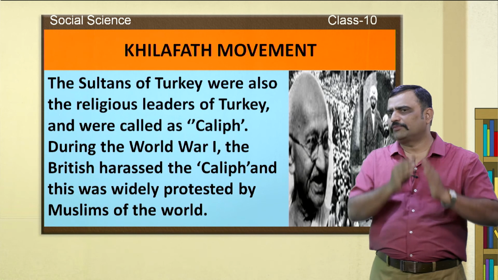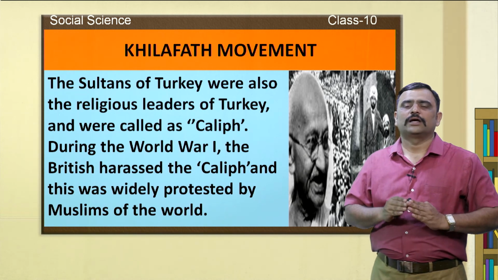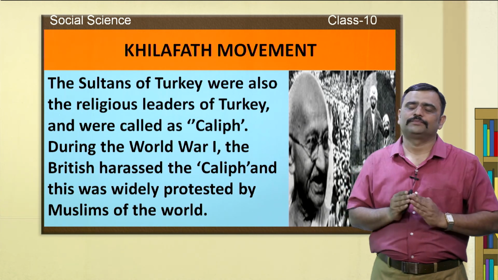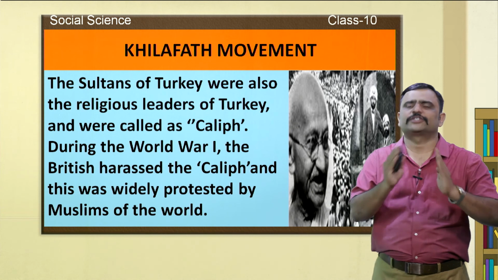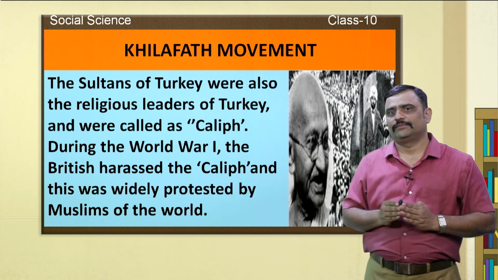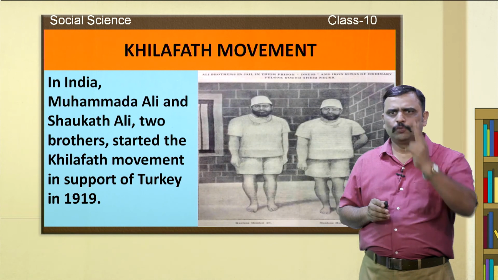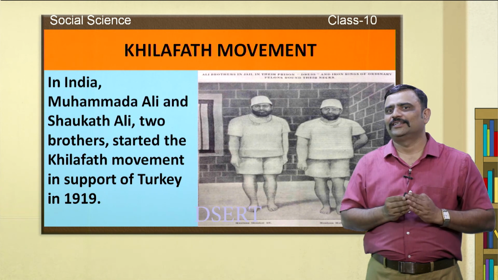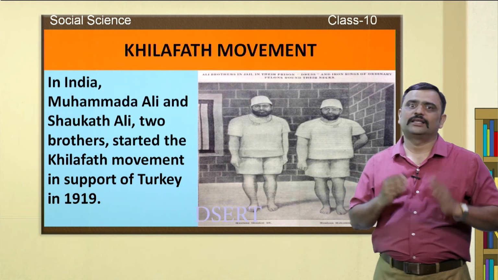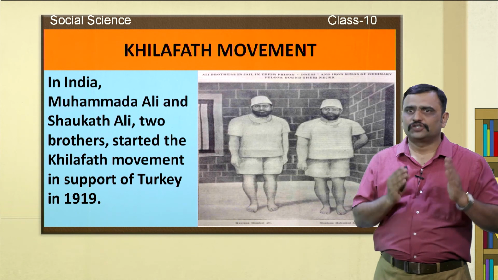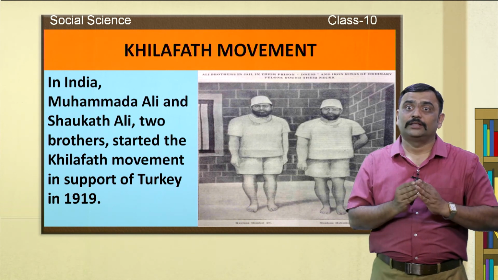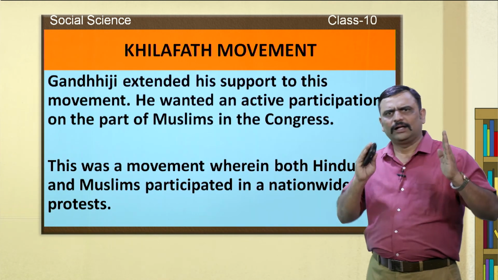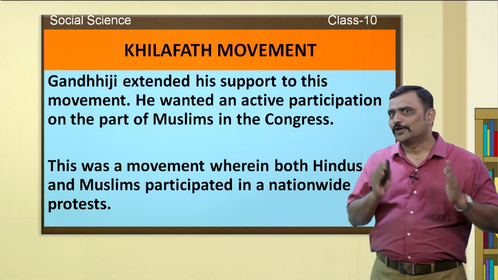Thus, the arrest of the Khalifa in Turkey was a major event for the Muslims across the world. Everywhere the protests started against the arrest of the Khalifa. In India, two brothers, Muhammad Ali and Shaukat Ali, started the Khilafat movement, supporting Turkey against the arrest of the Khalifa. In the year 1919, Gandhiji extended his support to this movement.